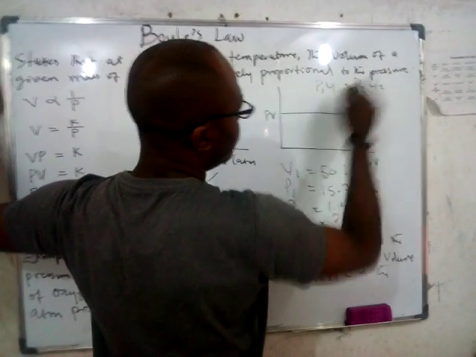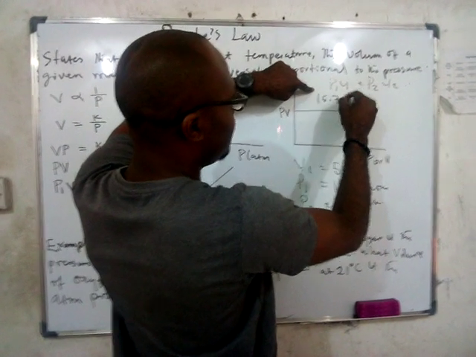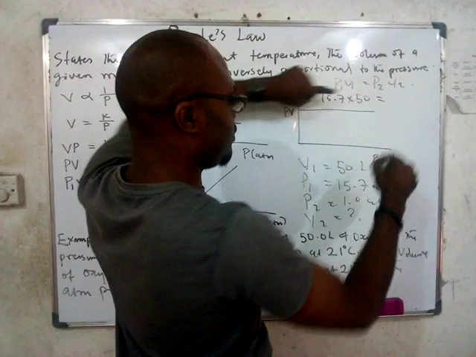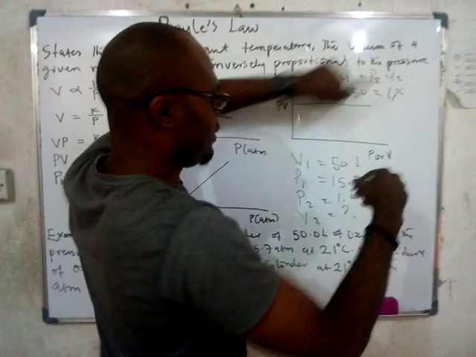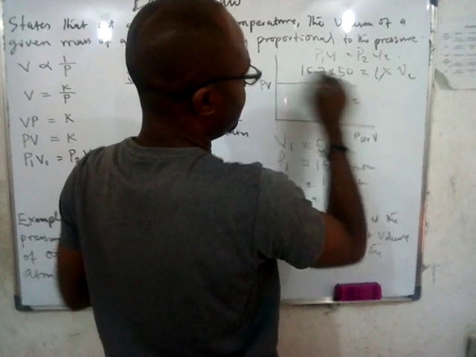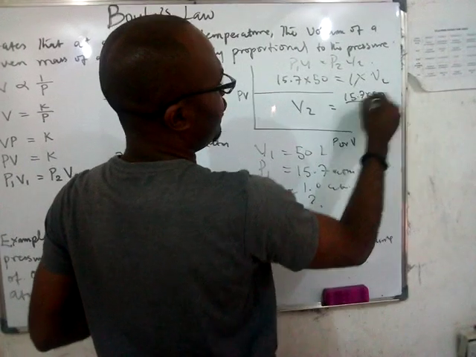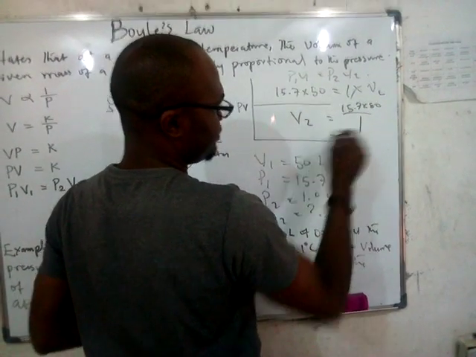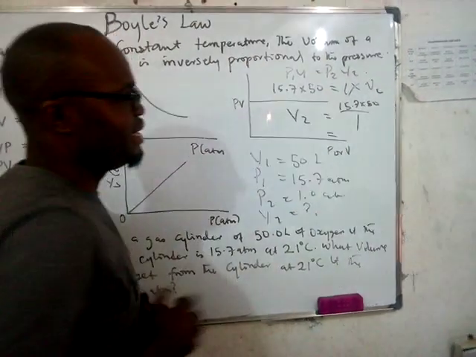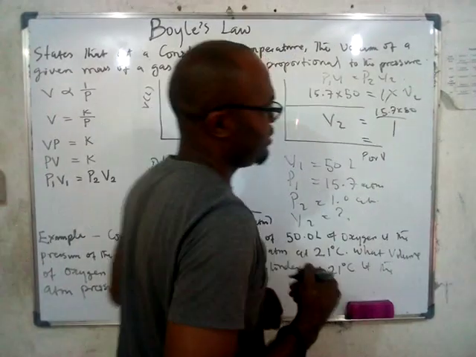What is P1? 15.7 times V1, which is 50, equals P2, which is 1, times V2, which is unknown. So make V2 the subject. You have V2 equal to 15.7 times 50 all over 1. So what would that give you? 15.7 times 50 divided by 1. That is our answer in liters.